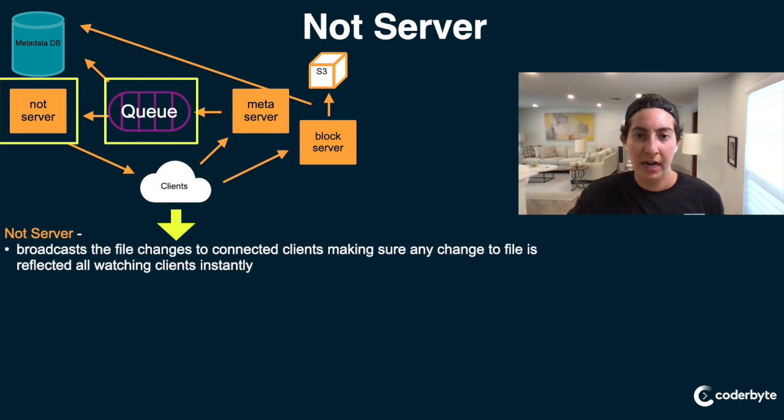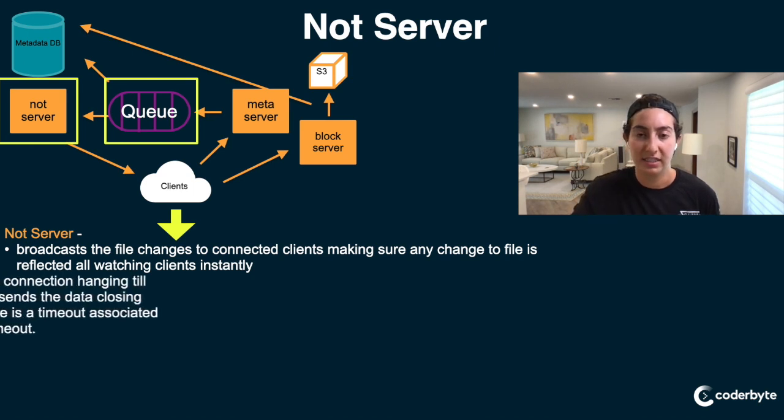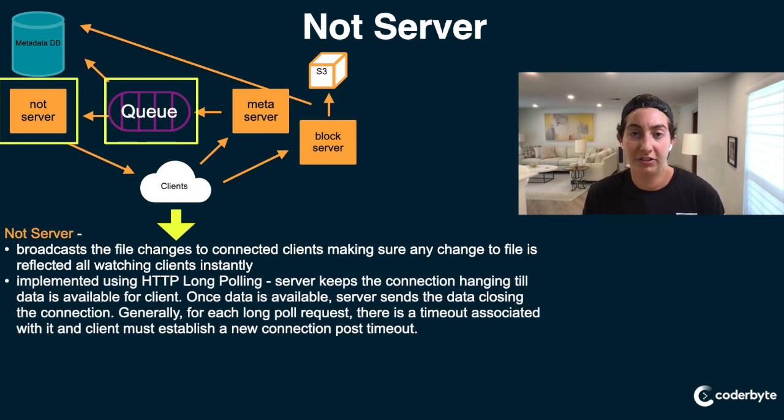So the notification server broadcasts the file changes to connected clients, making sure any change to the file is reflected to all watching clients instantly, so that everybody gets the changes. Now, this is an interesting piece. This is implemented using HTTP long polling. What does that mean? The server keeps the connection hanging until the data is available for the client. Once the data is available, the server sends the data, closing the connection. Generally, for each long poll request, there is a timeout associated with it, and the client must establish a new connection post-timeout.